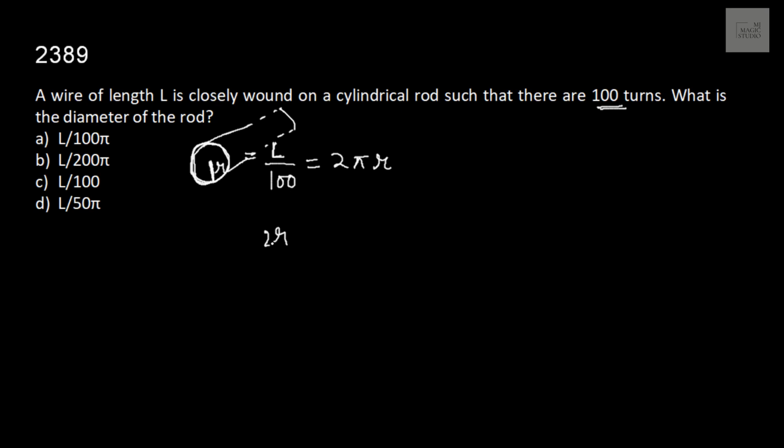So r or 2r, they are asking about the diameter. 2r is equal to L by 100 pi. Yes, and that features in which option? Option A.